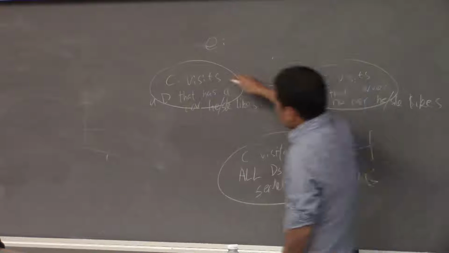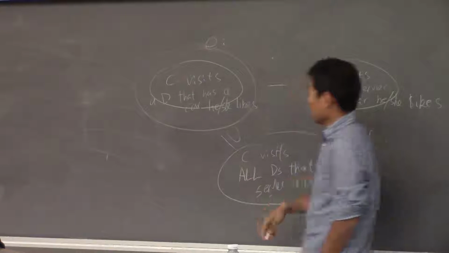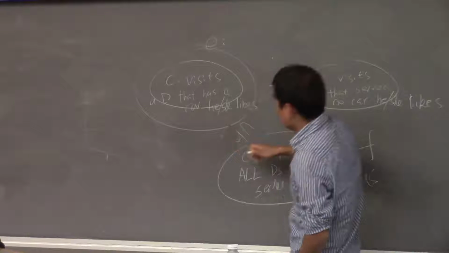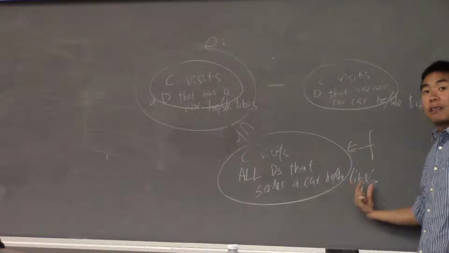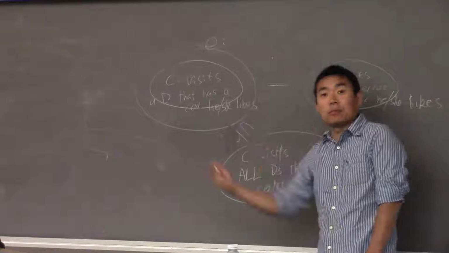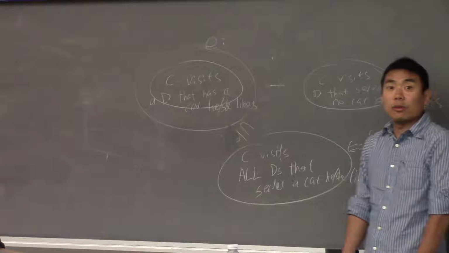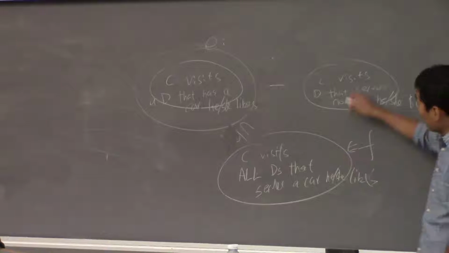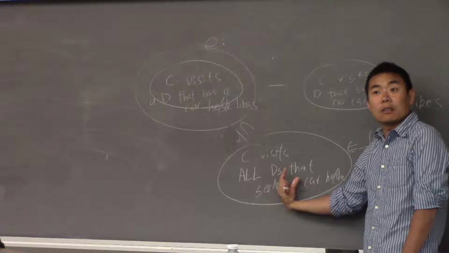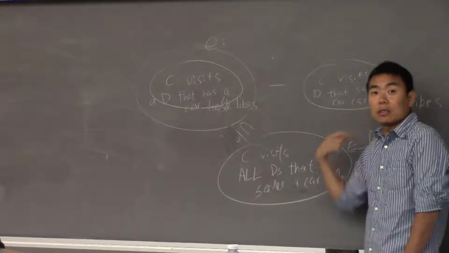Obviously, this is a subset of this. Why? Because if you have visited every dealership that sells a car you like, then obviously you have visited a dealership that sells a car you like. You follow me? But F may also contain some customers from here, because as long as you have visited every dealership that sells some car you like, I don't really care what you have done with other dealerships.